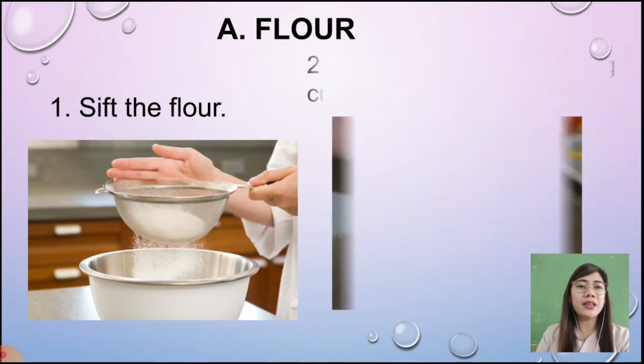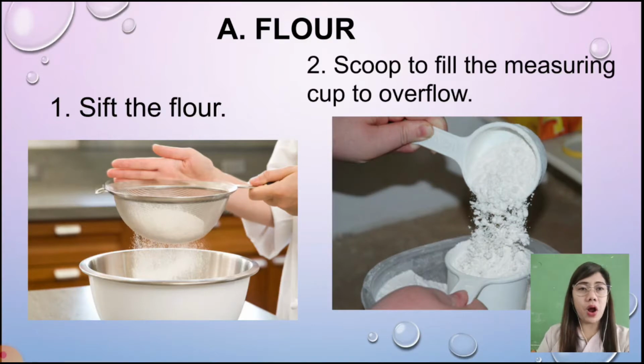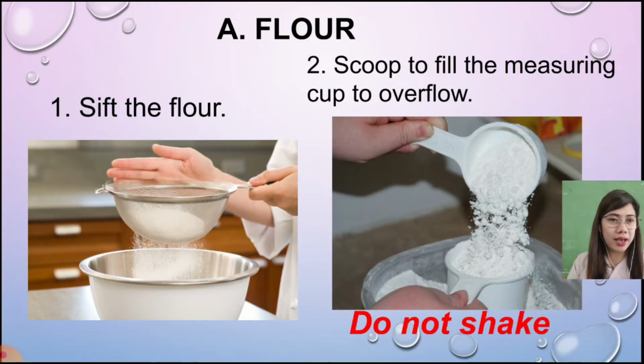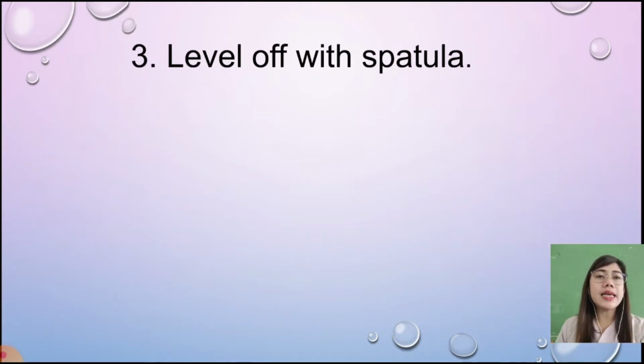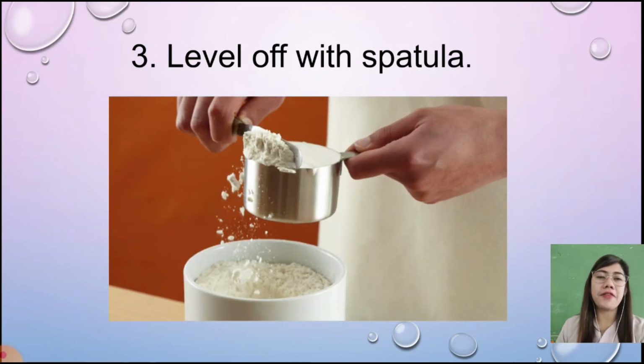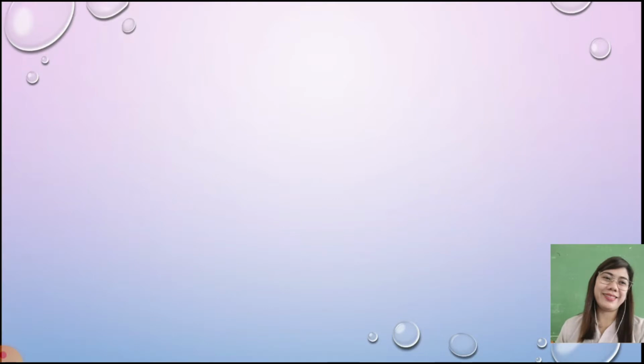The second procedure, after we sift the flour, we can now scoop to fill the measuring cup and make sure it overflows. Remember, do not shake nor tap our measuring cup. Let it scoop gently and make it overflow. After that, the third one, we will use the spatula to level off our flour. That's how we get it. Simple as that.